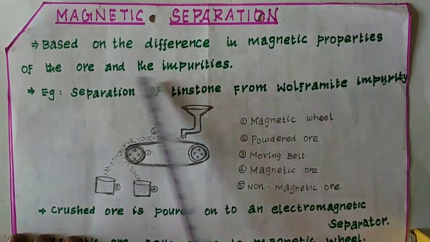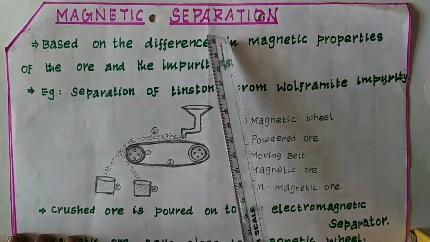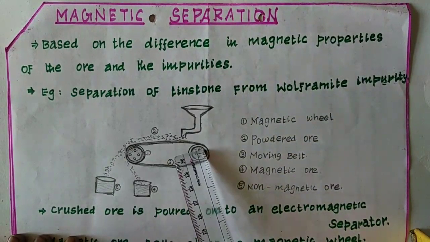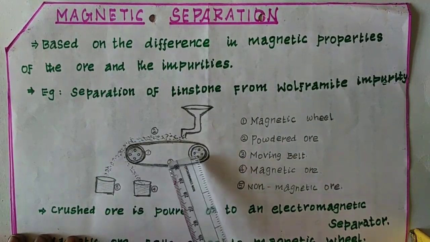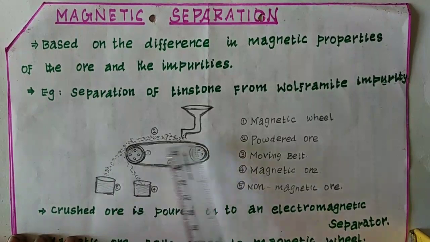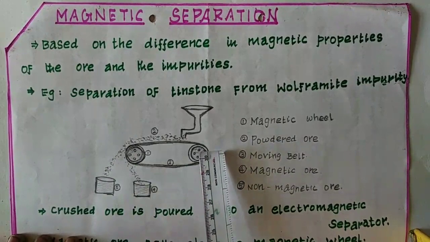And this is the diagram or picture showing the process of magnetic separation. Let us see the parts first. Point number 1 is here. It contains a belt. The belt is connected between two rollers or two wheels. These are the rollers, or they are called wheels, the wheels of the magnetic separator.